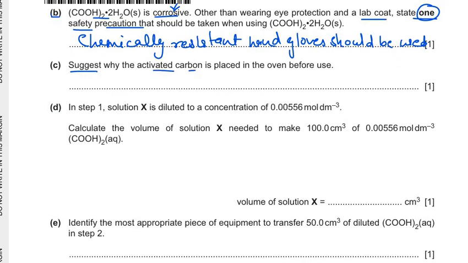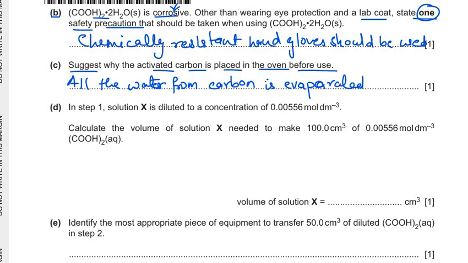Suggest why the activated carbon is placed in the oven before use. Now all the water from the carbon is evaporated before use. So that is necessary, and that's why we are heating it in the oven for a very long time, so that all the water which is absorbed inside the carbon is also evaporated out.